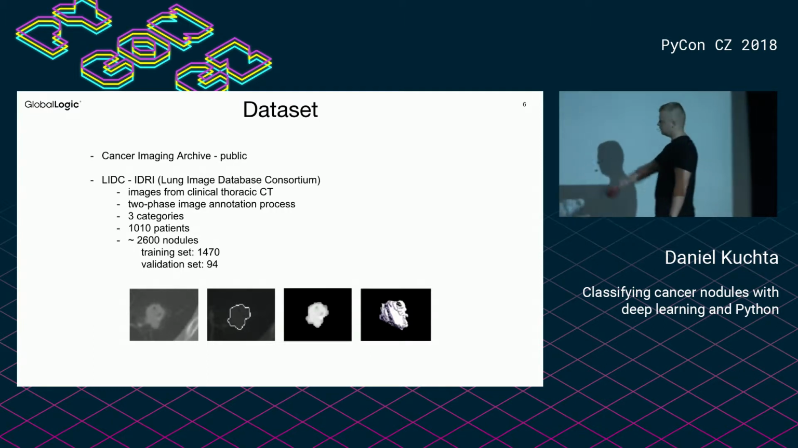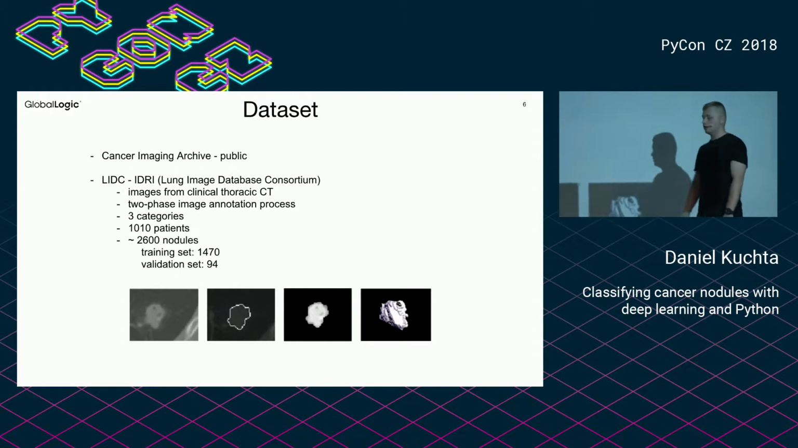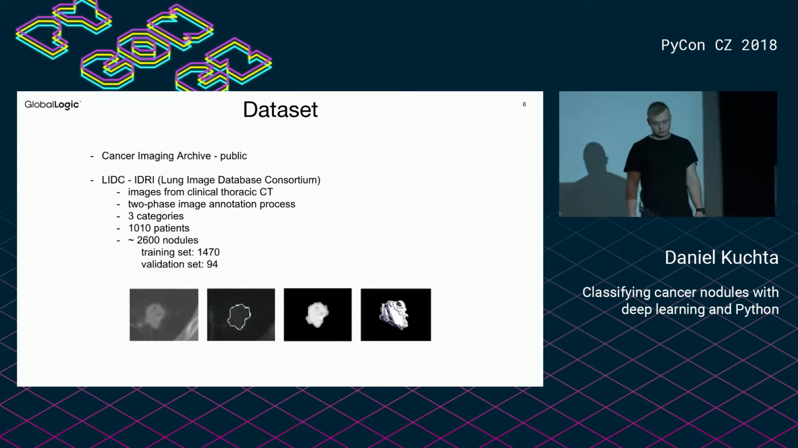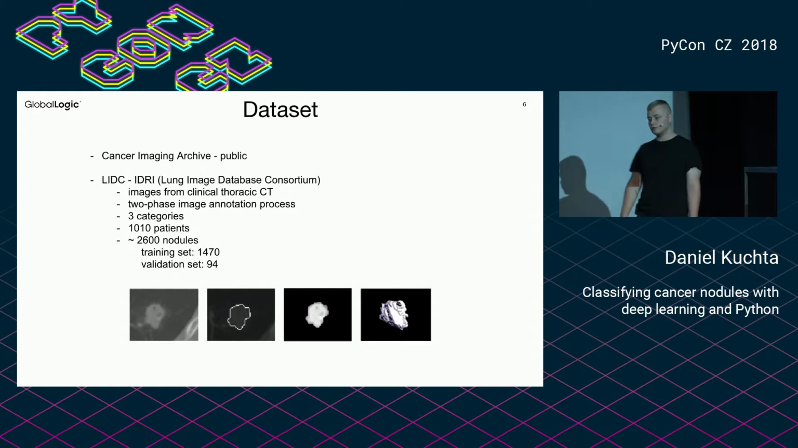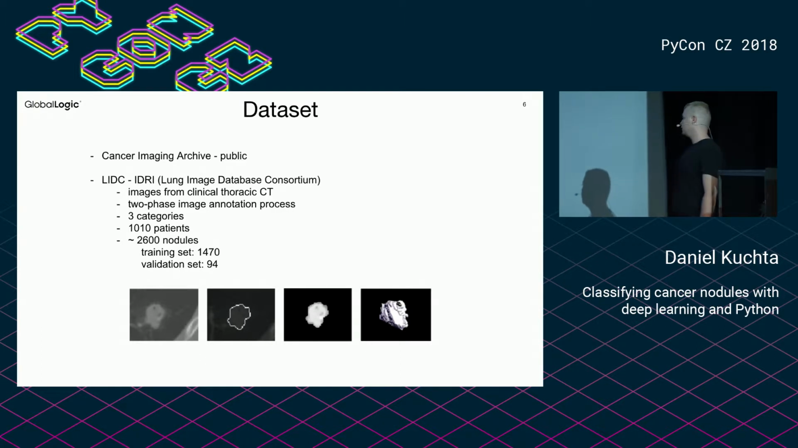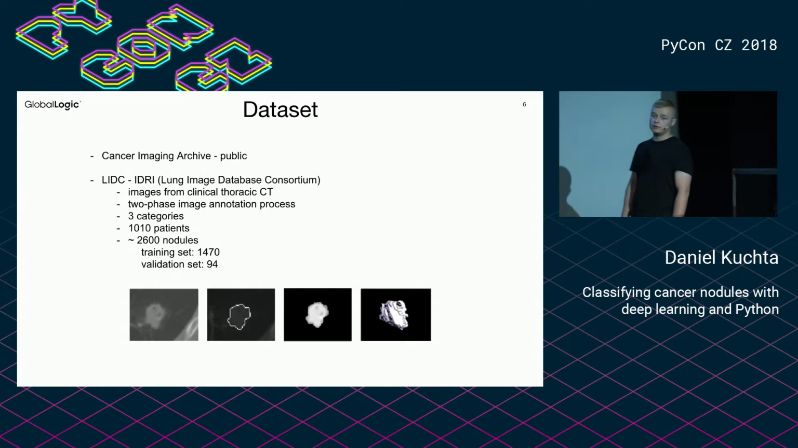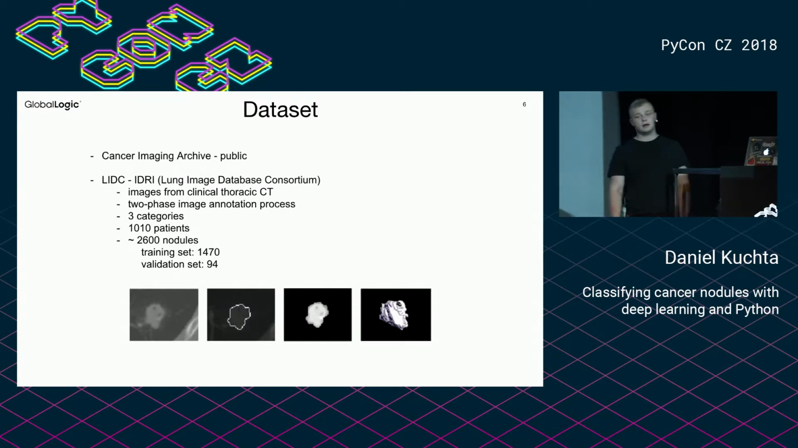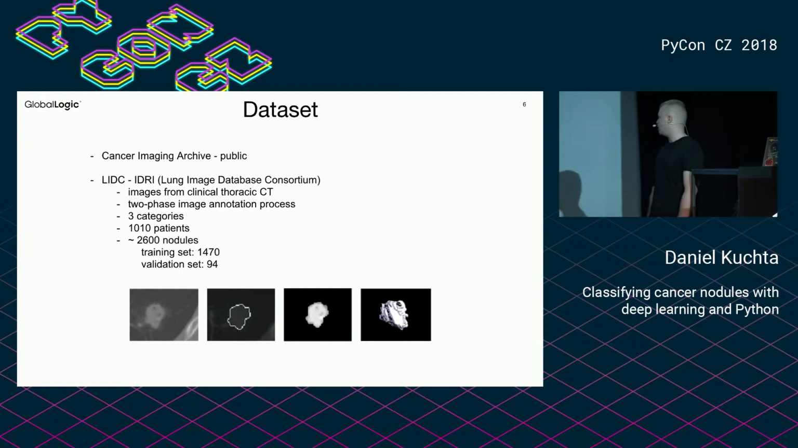What you see here is basically, on the first picture, a nodule displayed on a raw CT scan. The second picture contains the annotated nodule. This was done manually by the radiologist. The third one contains the 2D mask of the nodule, and the last picture shows a 3D reconstruction of one of these nodules.